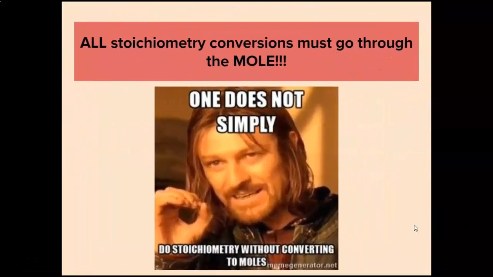Okay. When we do stoichiometry, all of our stoichiometry conversions have to go through the mole. If we start with grams of a substance, we cannot do anything with it until we convert it into moles of that substance. That's what allows us to use that mole-to-mole ratio of products and reactants in a balanced reaction that we learned last week.